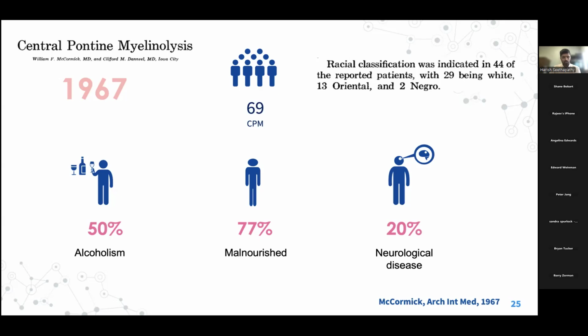So McCormick described 3 patients with CPM, but again, like Rosman, they wanted to go back and see the association of CPM with diseases. They did it in a much more detailed fashion. They described each case in very detailed descriptive characteristics. If you look at the paper, it's very well described. So they described 69 patients with CPM, and they found the same associations. 50% had severe alcoholism, 77% were malnourished, and 20% had neurological disease.